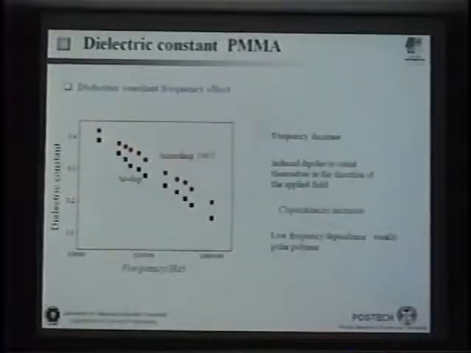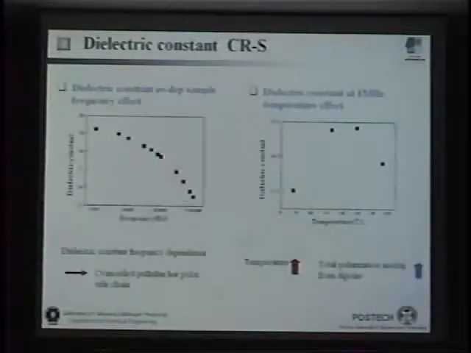This one shows the dielectric constant as a function of frequency for PMMA. As you can see here, when the frequency increases, the dielectric constant goes down, because at higher frequency, the dipoles simply cannot follow the change of the polarity, so the K value will go down. Next slide. This one shows the dielectric constant of the CRS film. At low frequency, it shows about 19, and then it goes down to about 15. So this polymer has quite a high K value.